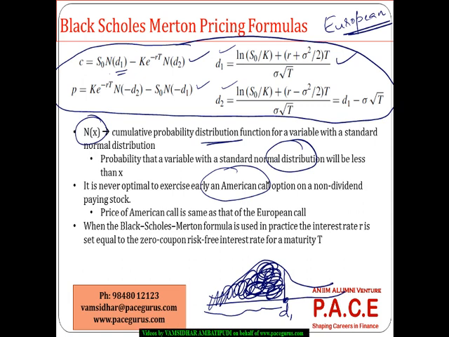And again, from the usage perspective, wherever the interest rate R is taken in the formula, that is generally equal to the zero coupon risk-free interest rate for a maturity T. That's the practical usage of it. If I am looking at valuing a 2-year option, I'll look at the 2-year interest rate and based on that take the value of R.